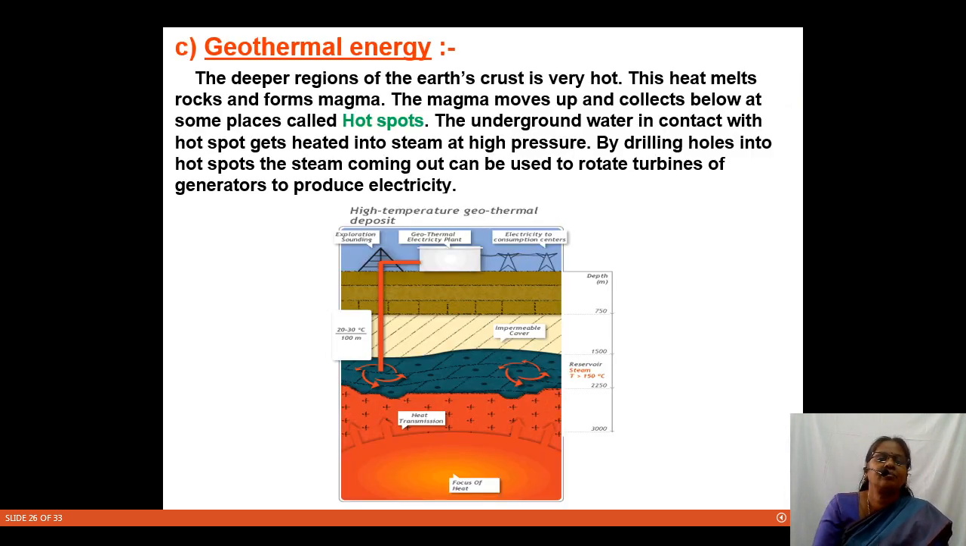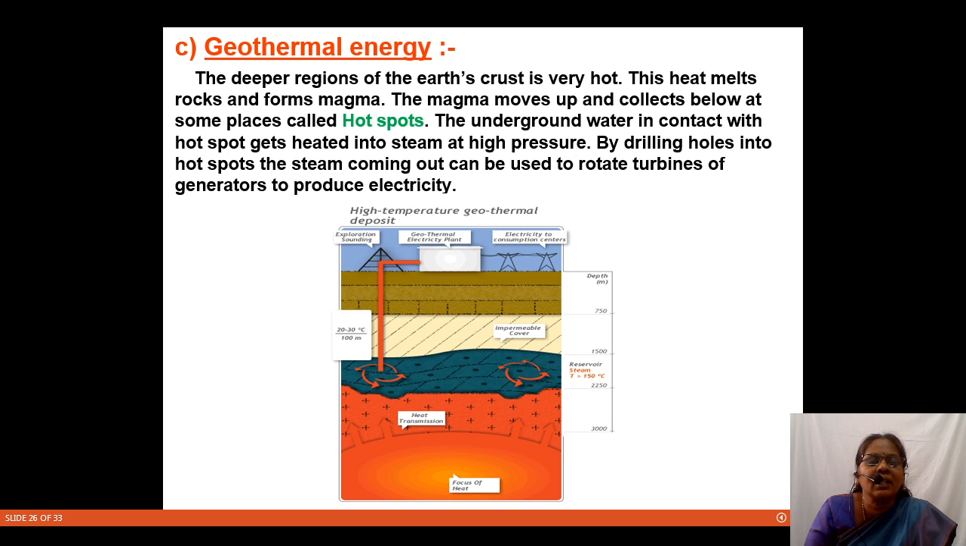Next, another one: geothermal energy. It is rarely available in the world. About the earth's construction, you might be studying in your geography. Earth consists of three important parts. The outermost layer we call the crust. The innermost layer is called the core. In between is called the mantle.